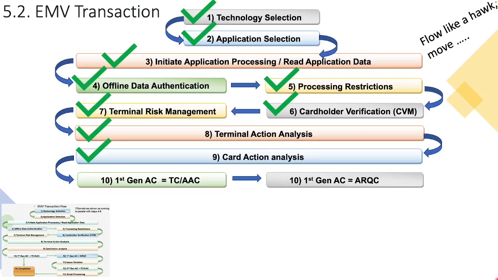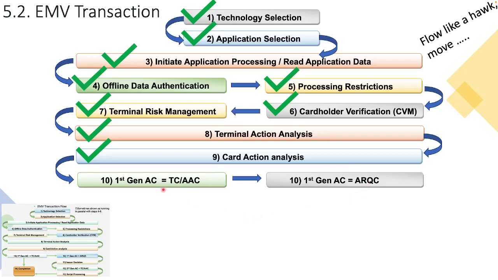This then brought us into step 10 of the EMV transaction, which is the first gen AC phase of the transaction. Now, three things could have happened at this phase, right? The card could have decided to approve the transaction, decline the transaction, or send the transaction online to the issuer host for additional input.